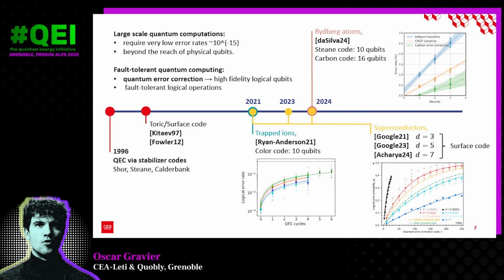And finally, there were three very good papers from Google, from '21, '23, and '24, with a surface code increasing the distance from 3 to 5, and for the last paper, 7. And for the last one, they managed to have logical qubits with better performance than physical ones.